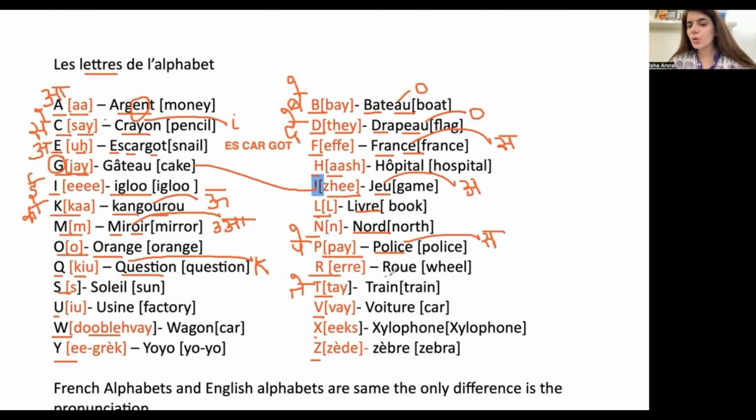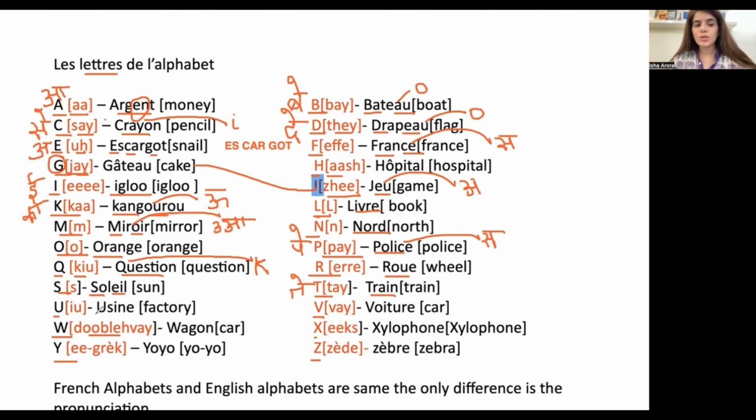R. Ru. Ru. Next. Whenever there is S, you read so lay. So lay. Next. T is like te, so you read thran. Thran. Thran.